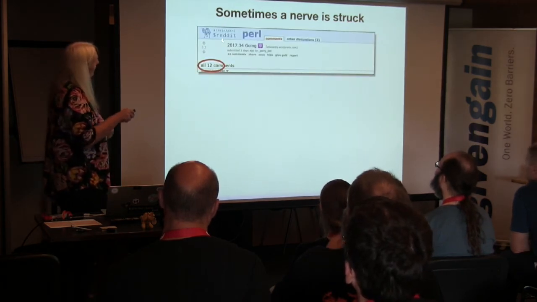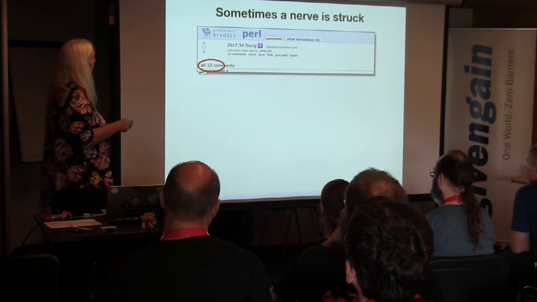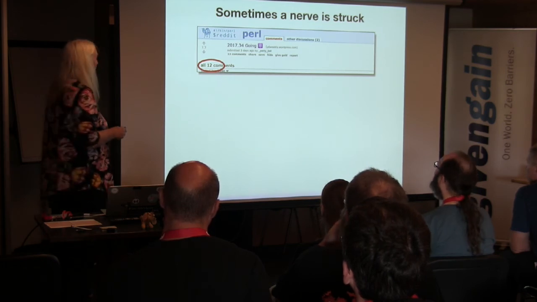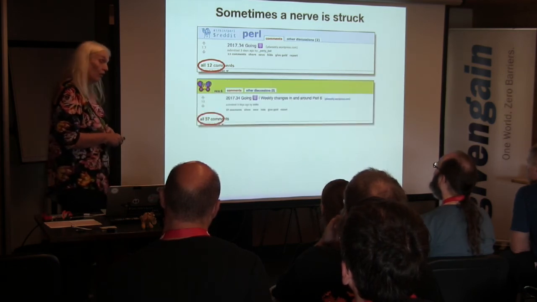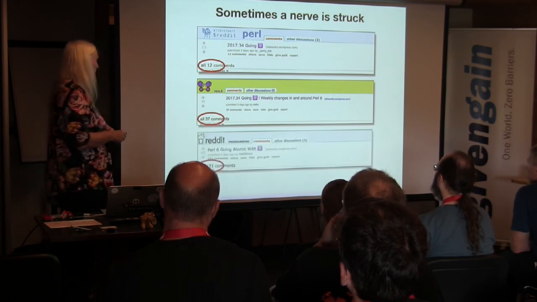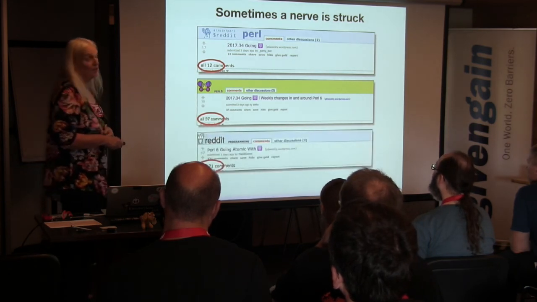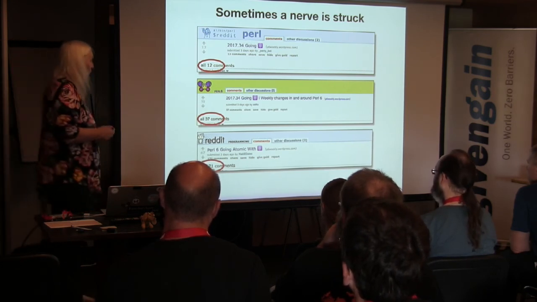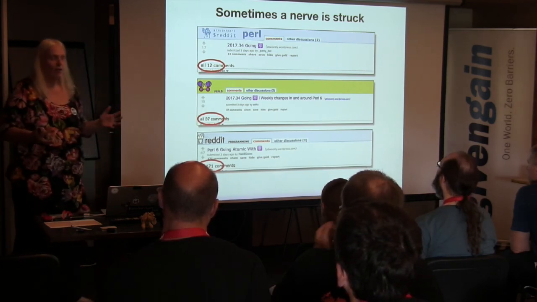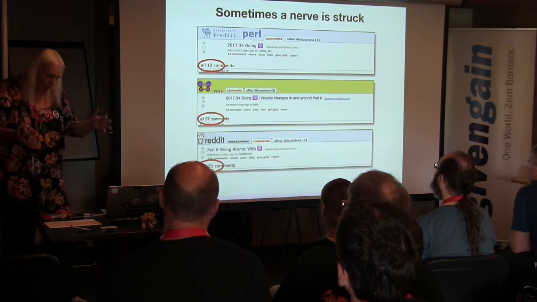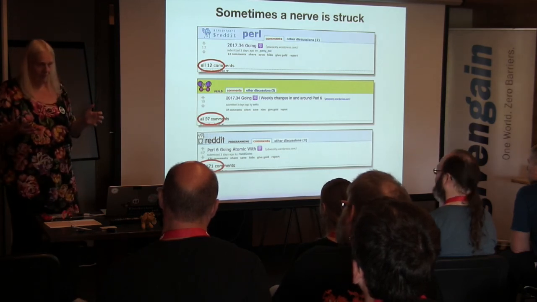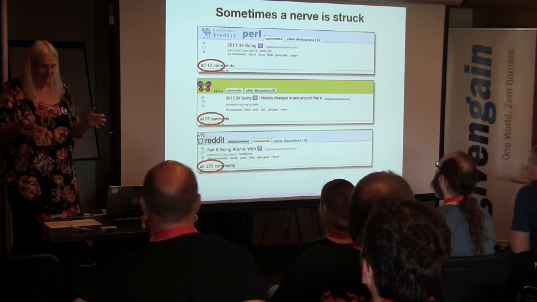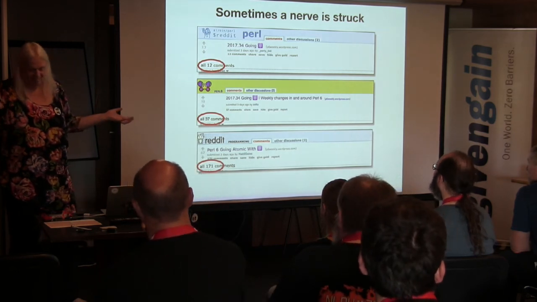So we have Reddit for Perl. This had 12 comments. We had a Reddit for Perl 6, which had 37 comments. And we had a Reddit for programming, which had 171 comments. I haven't read them all, but generally there are about, but I don't know how to type the atomic symbol. That's it, yes. And that's all the comments.